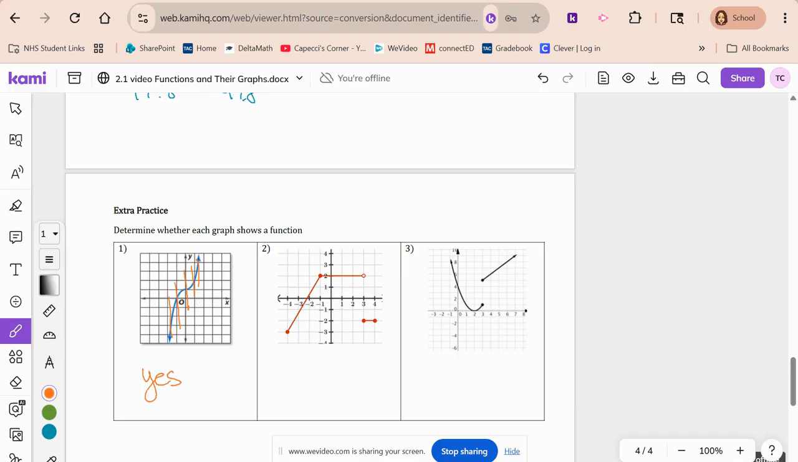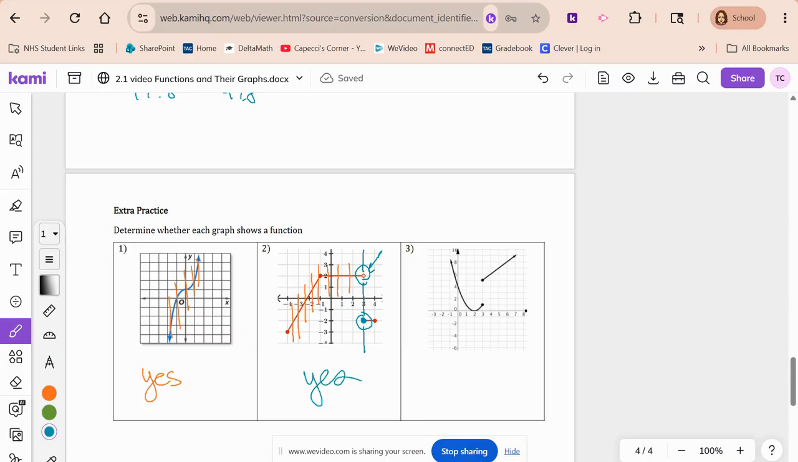Okay, looking at the next one, I draw my vertical line and never hit more than one spot. Now, right here, I do, if I were to draw my line through here, but this is a closed circle here, and that's an open circle. So this means I'm including this point, but when it's open, I'm not including that point. So that one's still okay. That's yes, it's a function.